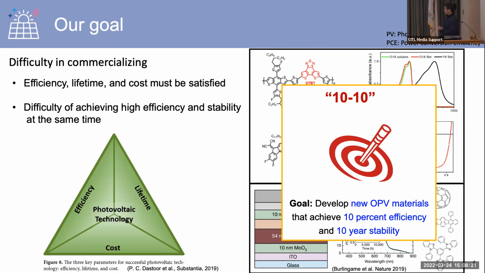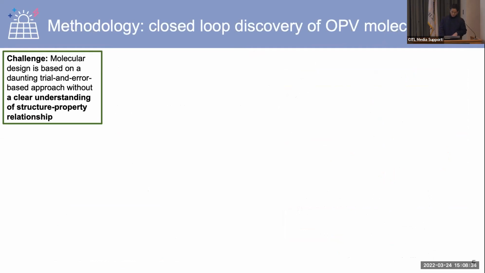So we made a 10-10 goal, which is developing new OPV materials to achieve 10% efficiency and 10-year stability at the same time. It has never been achieved before. But prior to achieving this goal, we must first deal with some typical challenges that we usually face in this kind of molecular discovery process, because this process is usually based on a daunting trial and error approach without a clear understanding of the structure and property relationship.